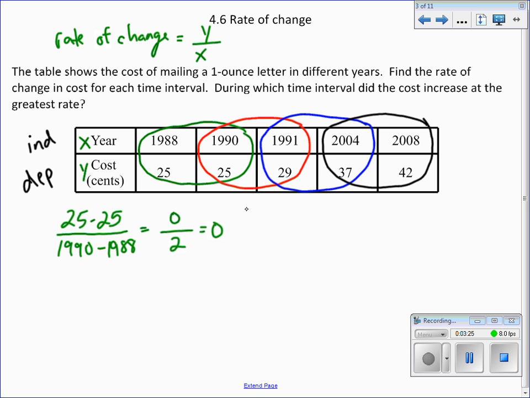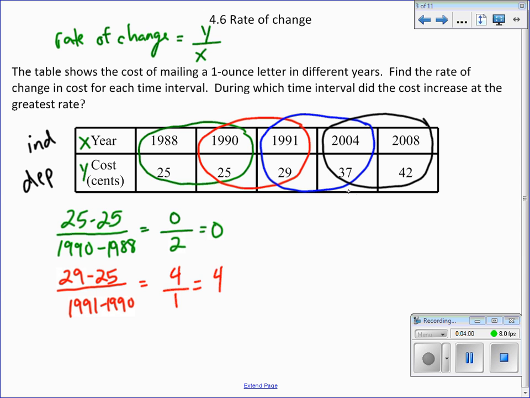Now if we move over to the red one, again we're going to do our y's over our x's. Right now we're going to look at just this, which means we're going to take 29 minus 25 and put that over 1991 minus 1990. And we get 4 over 1, and 4 divided by 1 is 4. So our rate of change between that time period was 4, which is a pretty good increase. That's a pretty good rate of change.